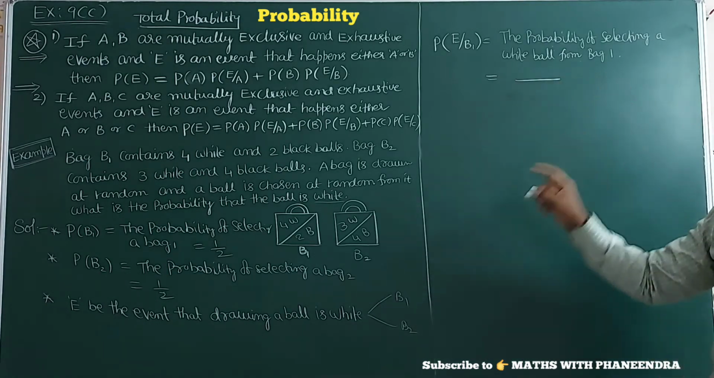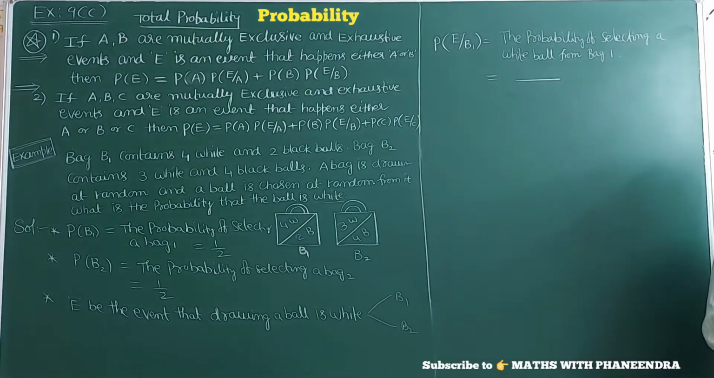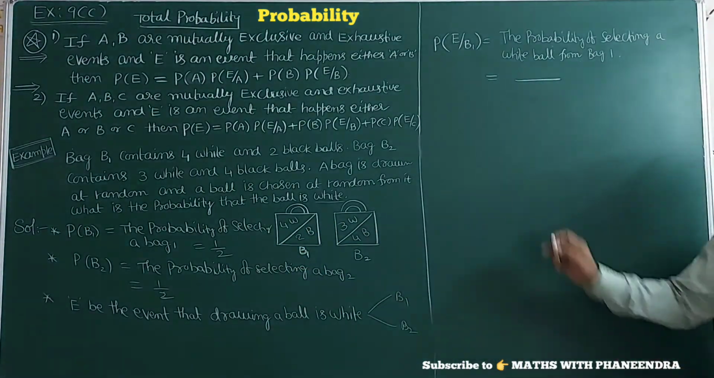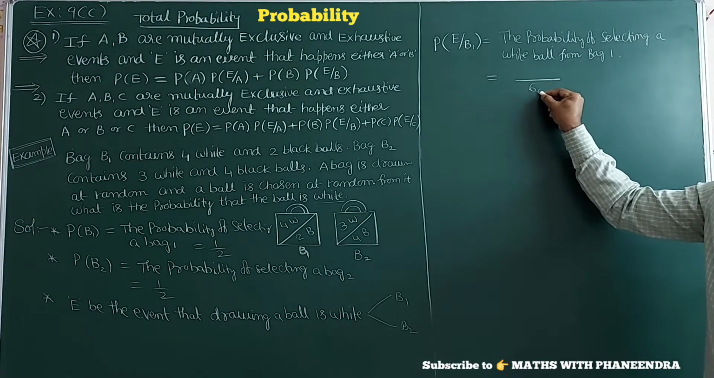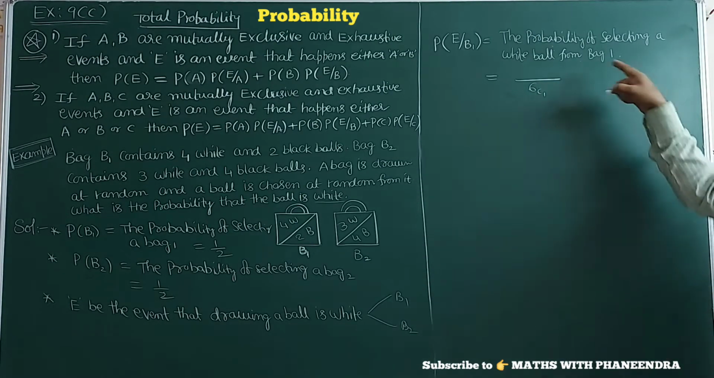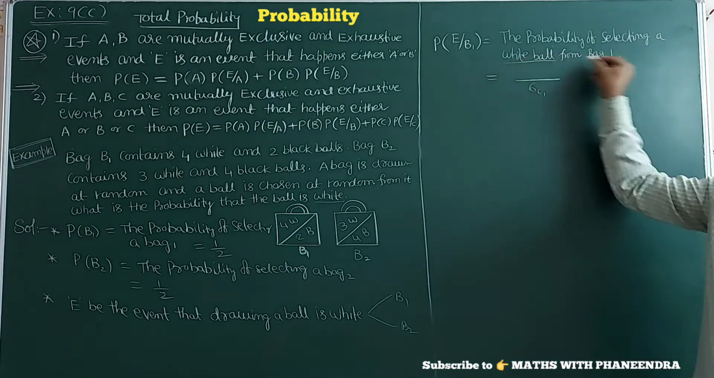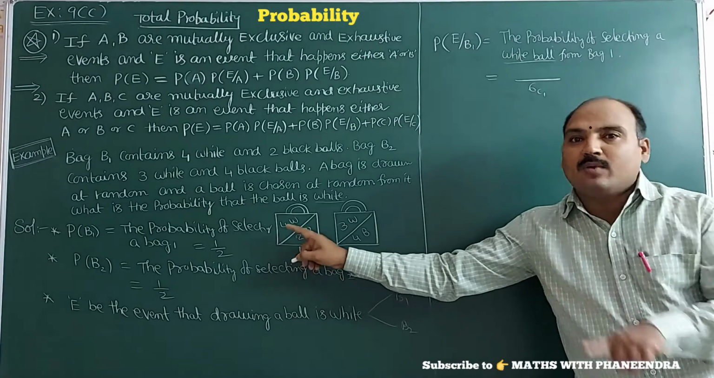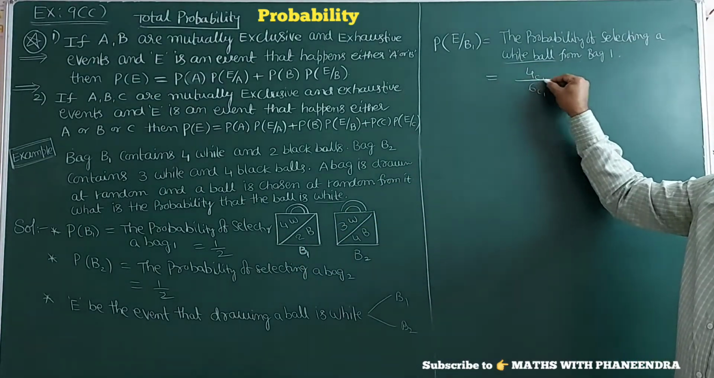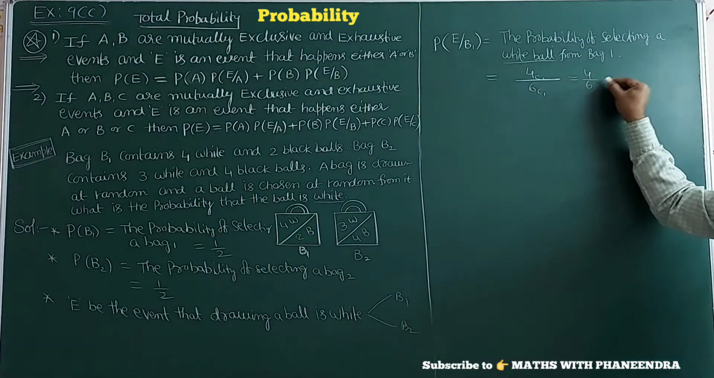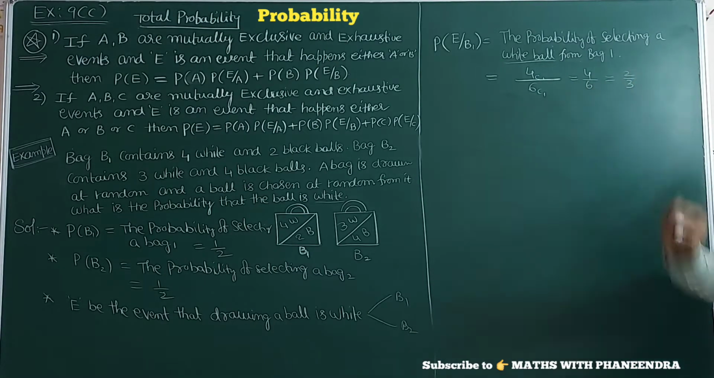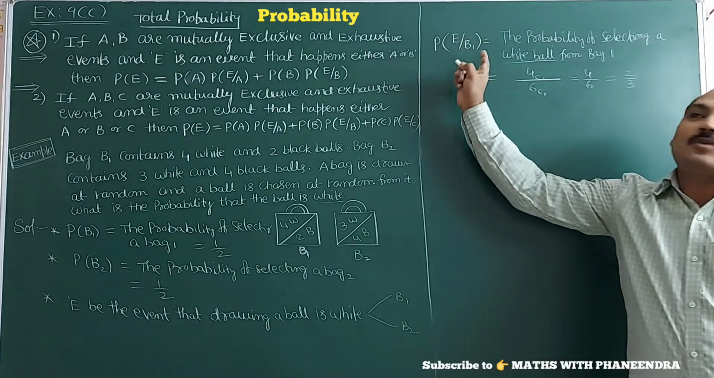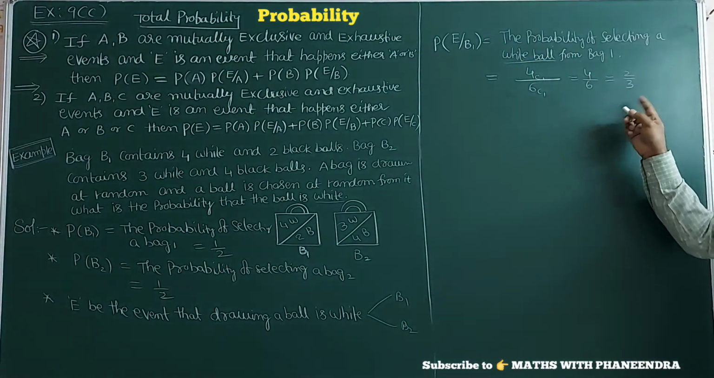So in the bag 1, total how many balls are there? 4 white balls, 2 black balls. So 4 plus 2, so 6 balls are there. From 6 you can select 1, 6C1. Which ball we have to select? White ball. So how many white balls are there in the bag 1? 4. Out of 4 we can select one ball in how many ways? 4C1. Which is equal to 4 by 6, that is equal to 2 by 3. So therefore the probability of selecting a white ball from the bag 1 is 2 by 3.